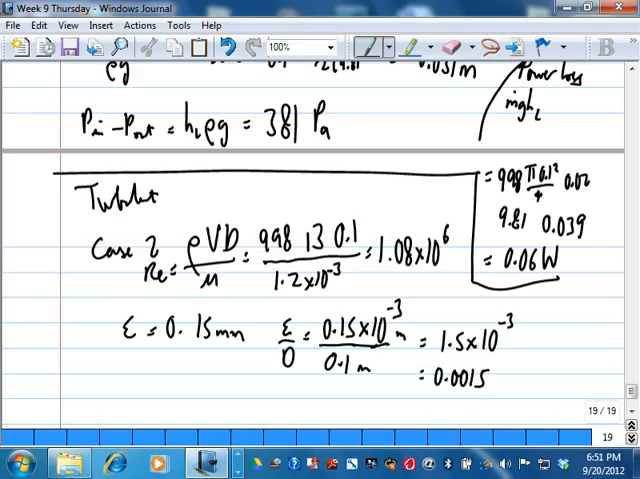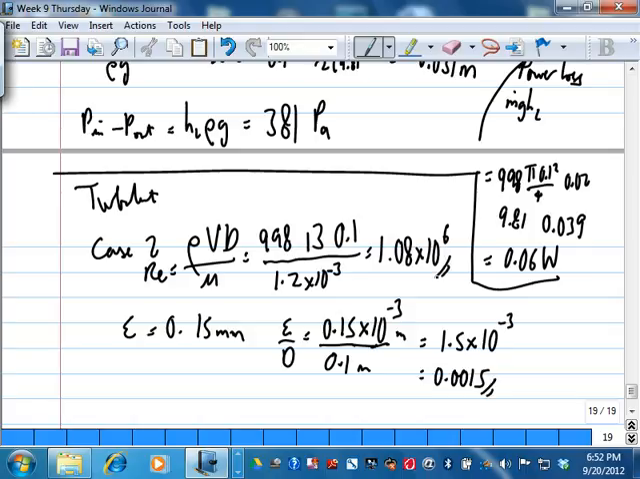This is the roughness of the pipe. So I said in the question, galvanized pipe. Then I looked up the table, and the textbook told me it's about 0.15 mm, typical for galvanized pipe. It could be different. I told you that number. Textbook got some values, manufacturers got some values. All right.